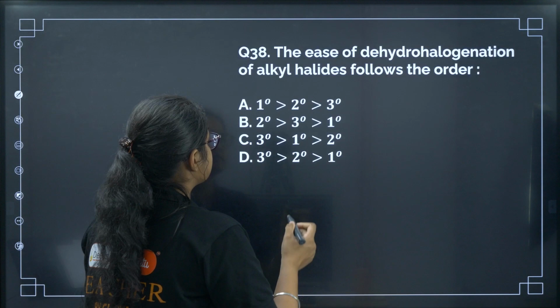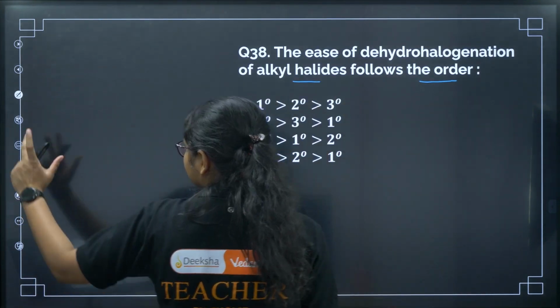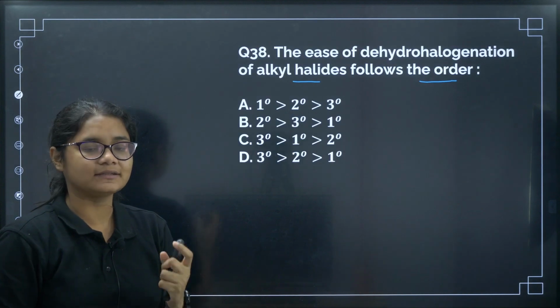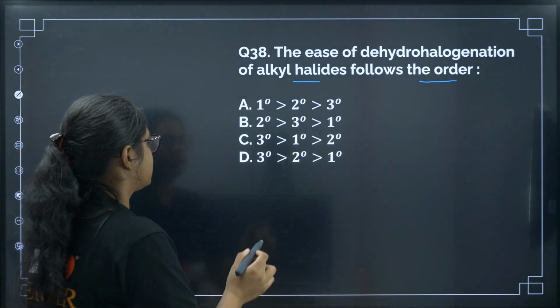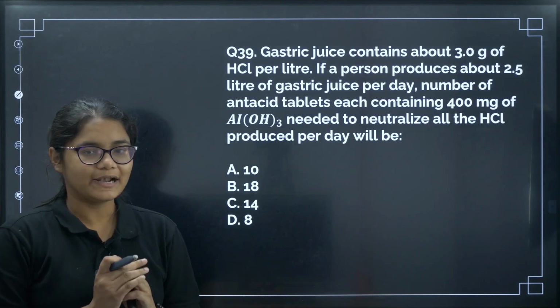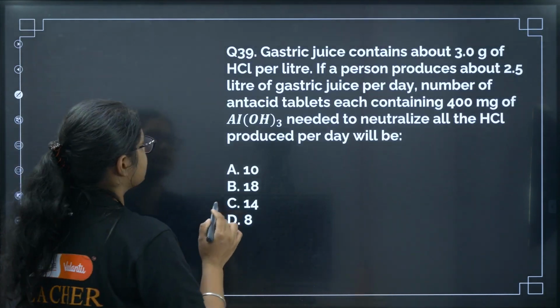The ease of dehydration of alkyl halides follows the order. So if you have remembered, alkyl halide dehydration follows the carbocation mechanism. Stability of carbocation, so 3 degree, 2 degree, 1 degree. Correct option is option number D. So let us see the next question, that is question number 39.